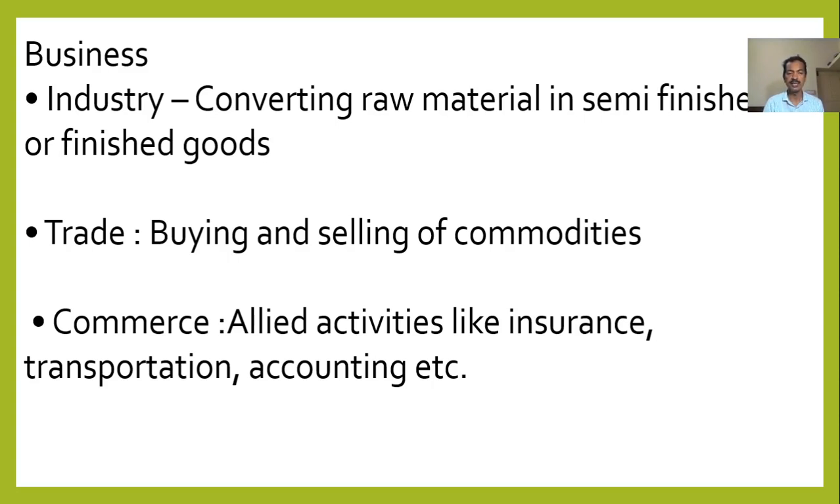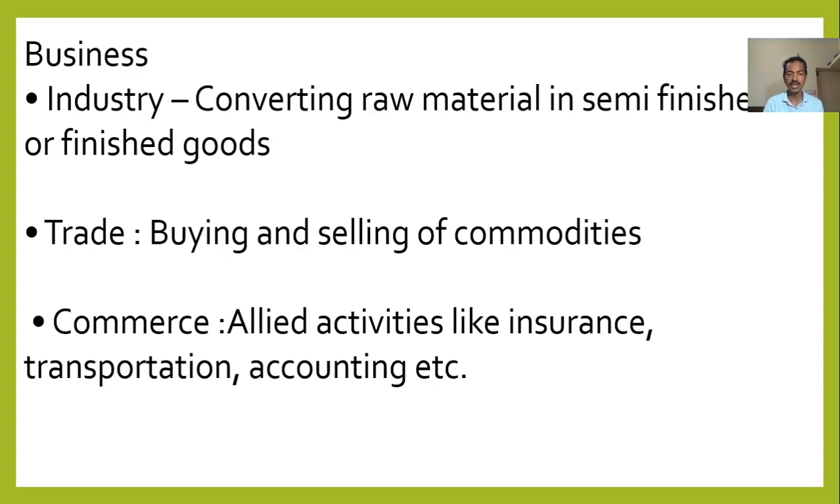The second one is buying and selling of commodities. Purchasing from some place or some companies and selling that same product to some others or end users, in between they get a certain margin of profit. That type is known as trading.